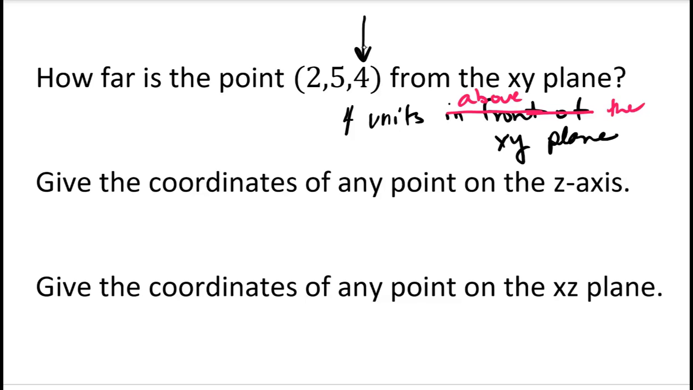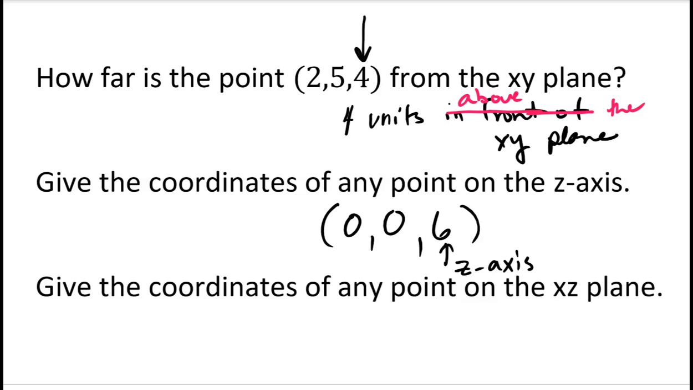Let's give the coordinates of any point on the z-axis. Well, we know that if it's on the z-axis, that means the z coordinate can be any number. So we want x and y to be 0, and then we could give any z coordinate. I'd use 6, but you could use any number you like.